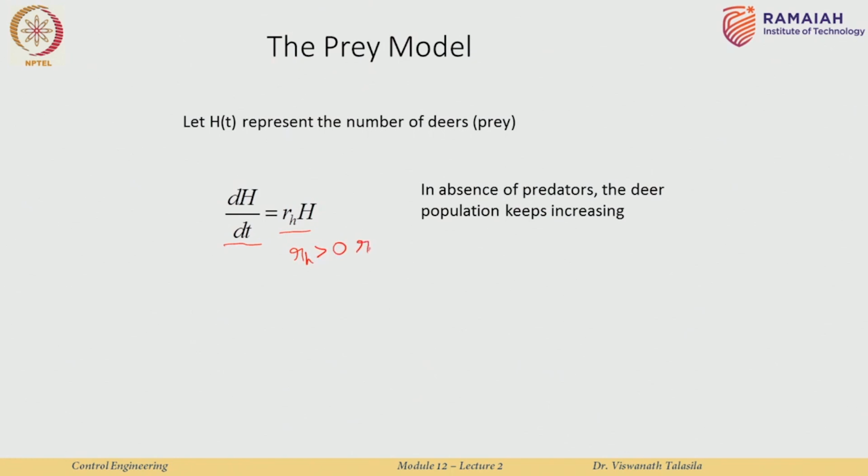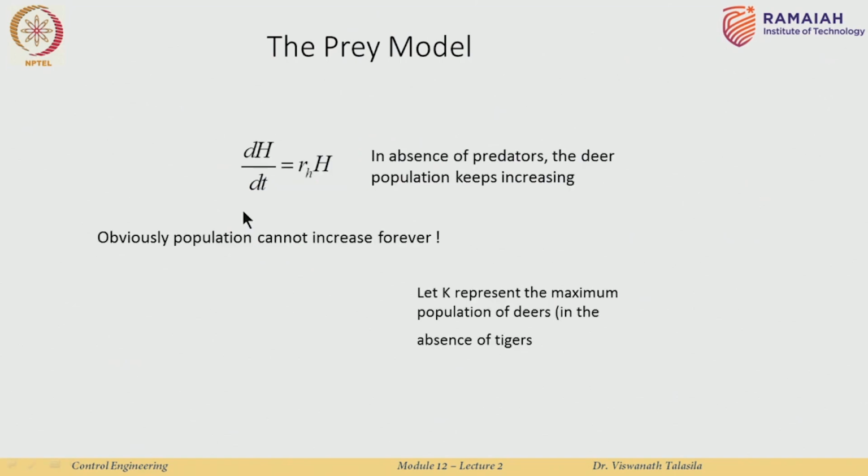RH is actually greater than 1, to be more specific. And this particular parameter, RH times H, RH essentially is the reproduction rate of the deers, or the growth rate of that population. So, as long as RH is greater than 1, we have the population of deers going on increasing, which is basically what this equation talks about over here.